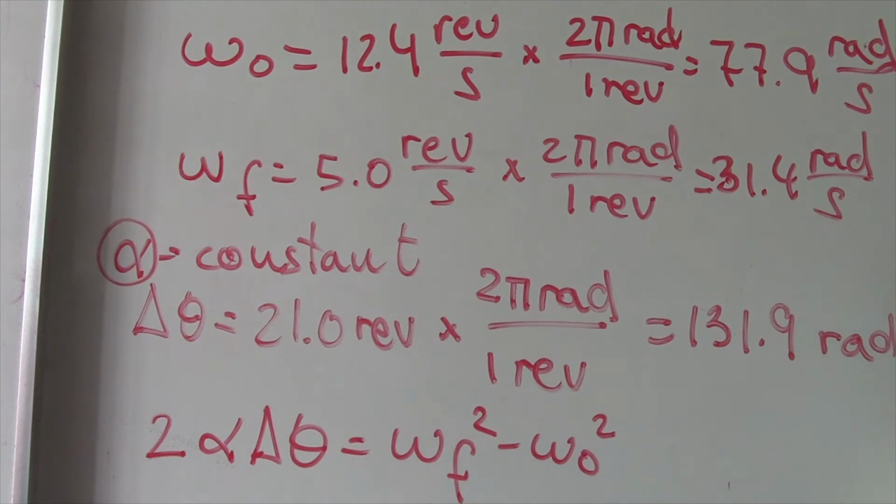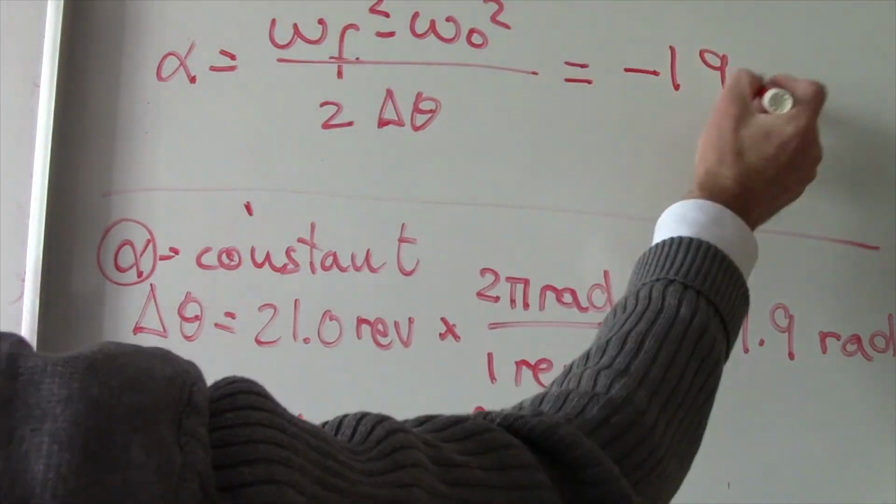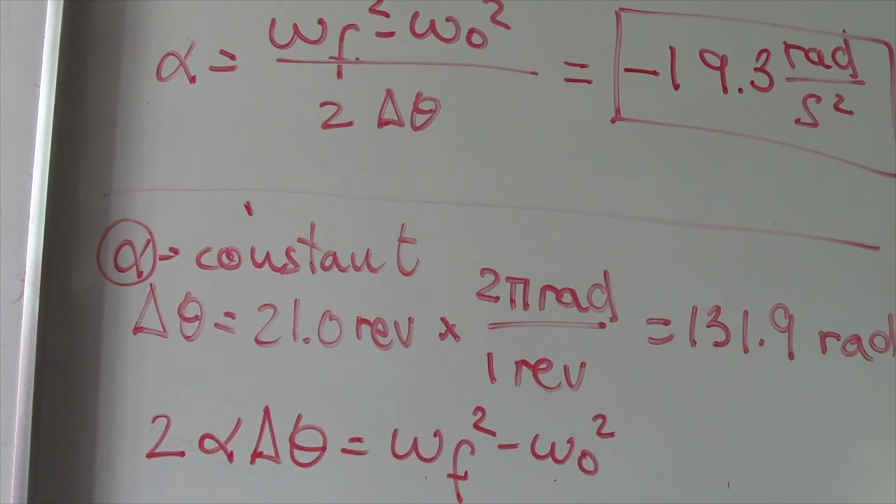Just as we had seen in linear motion, 2 times the acceleration times the displacement, in this case the angular displacement, is equal to the final velocity squared minus the initial velocity squared. We know final velocity, initial velocity, and delta theta, and then we just calculate alpha. And we get that the acceleration is minus 19.3 radians per second squared, and it's negative because it's going from a higher angular velocity to a smaller final angular velocity.